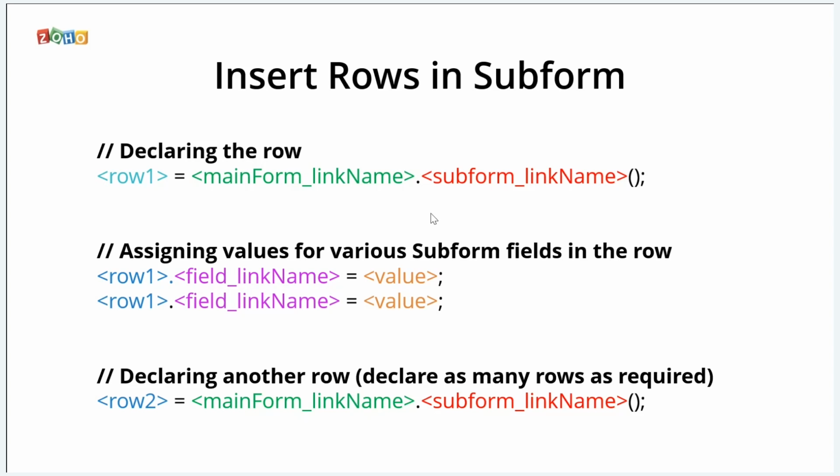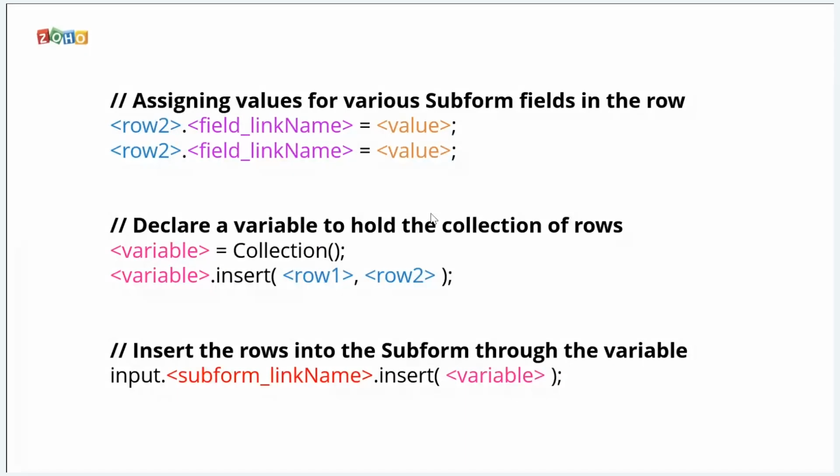And you can assign rows as well, wherein you have the syntax of row one dot field link name is equal to the value, and you can add multiple rows. After that you can create a collection, wherein you use variable is equal to collection, where you can insert the rows that you have created inside the collection by using variable dot insert row 1, row 2. You can also insert the rows into the subform through the variable, wherein you can use input dot subform link name dot insert variable. So we'll be seeing all this in the demo. Now let us get started with the demo.